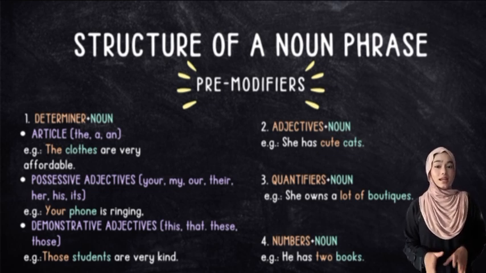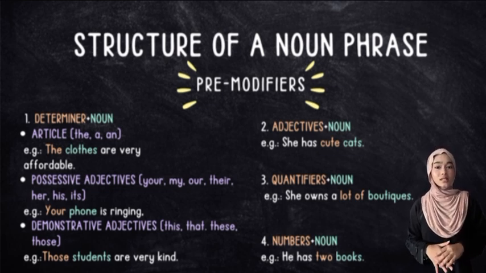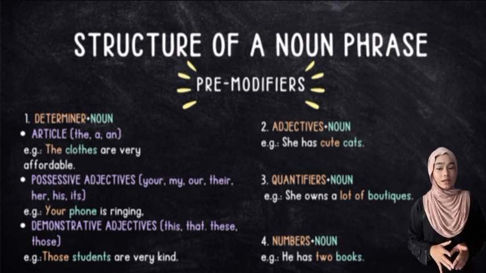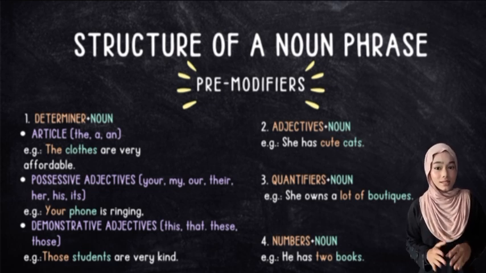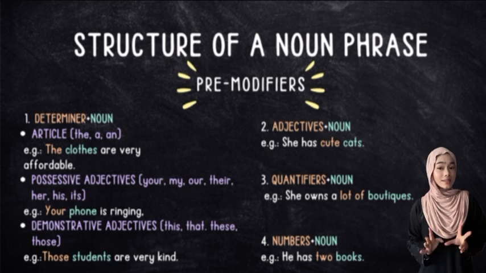The fourth one is adjective plus noun. Here, we use descriptive words to give more information about the noun. These can describe qualities, size, color, shape, and so on. For example, "She has cute cats." "Cute" is a descriptive adjective modifying "cats."